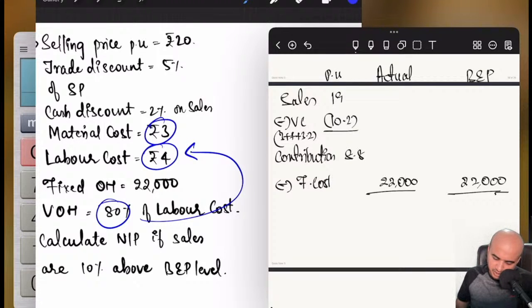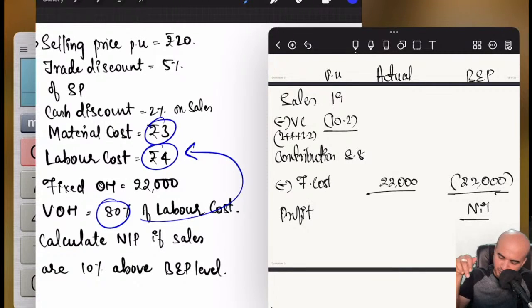Then what else? Profit. One thing is for sure: in case of BEP, there won't be any profit. So if there is no profit, profit will be nothing but 0, nil. From contribution, if you deduct fixed cost, you will end up with profit. If profit is 0, my contribution should also be 22,000. So 22,000 minus 22,000 will be 0. That is something which we have identified.